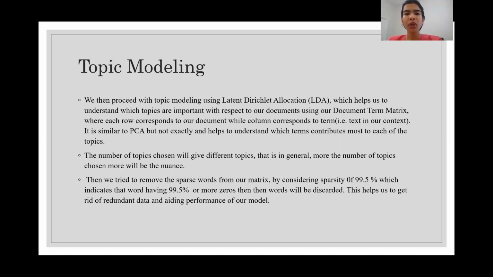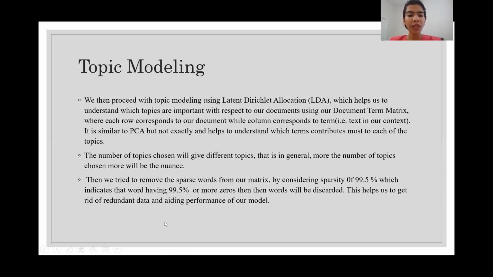The main point here is, as we choose the number of topics we intend to use, the model of our project will vary. In general, the more topics there are, the more nuance there will be. So it is very wise to choose the number of topics in a way that helps our model in a positive way and does not hurt it.